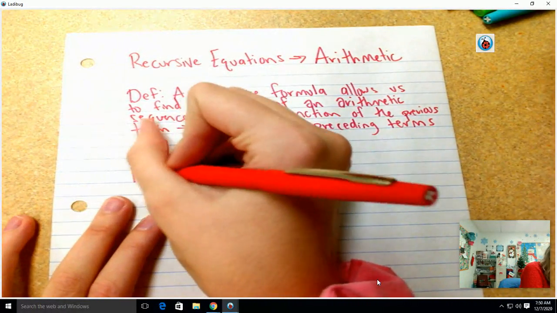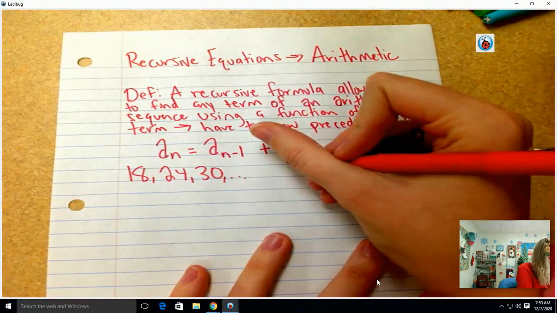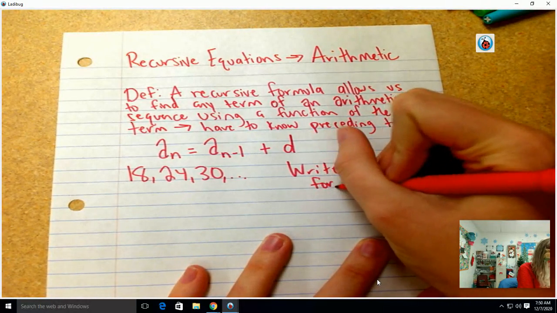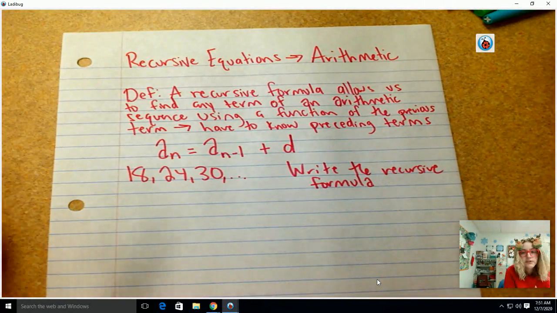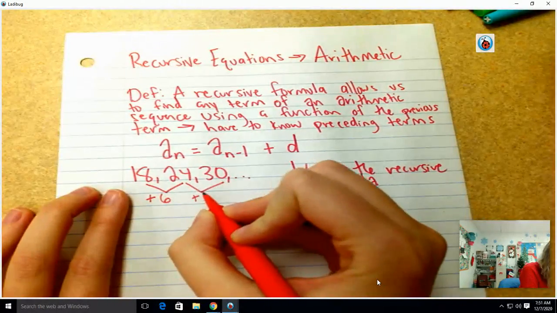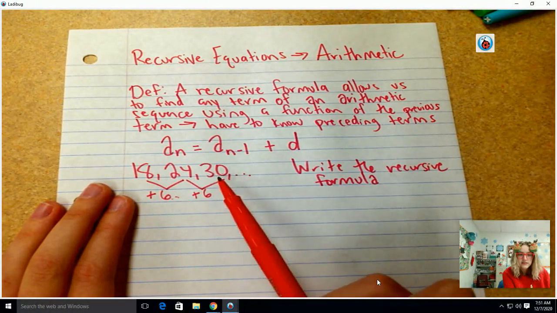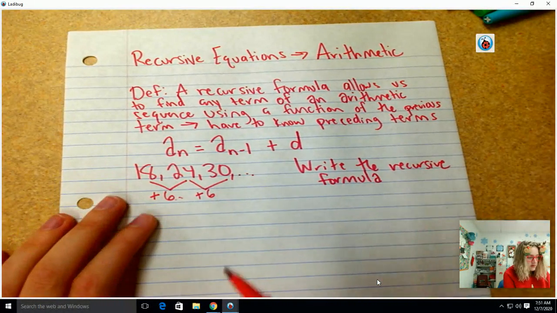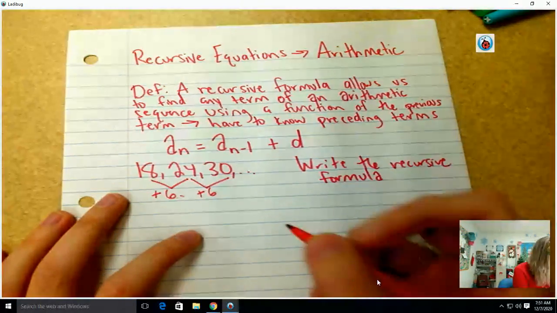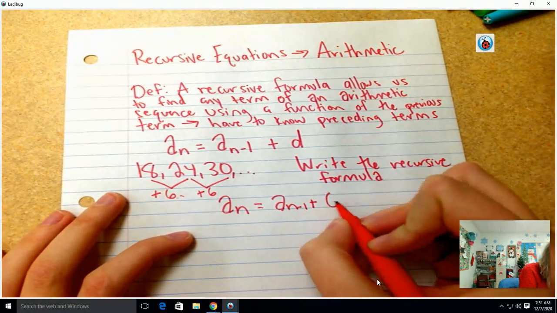So if we are given the sequence 18, 24, and 30, and we are asked to write the recursive formula, the first thing you're going to do, as always, is find your common difference. To go from 18 to 24, I'm going to add 6. 24 to 30, we're going to add 6. Remember, for arithmetic sequences, you're always adding. Or you can always do 24 minus 18, which gives me 6. 30 minus 24 is also 6. So now that I know my common difference, I can fill in the equation. I'm going to have a_n equals a_(n-1) plus 6.